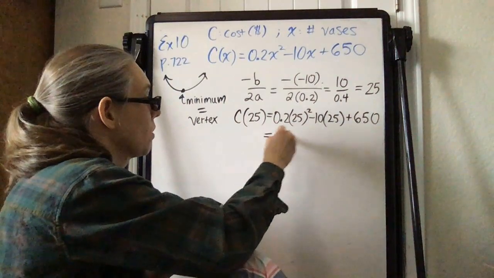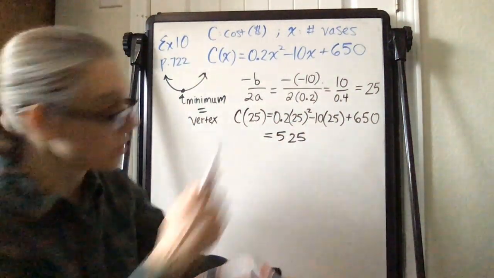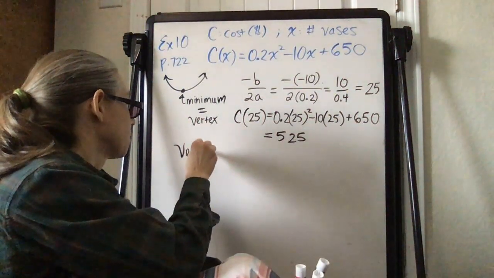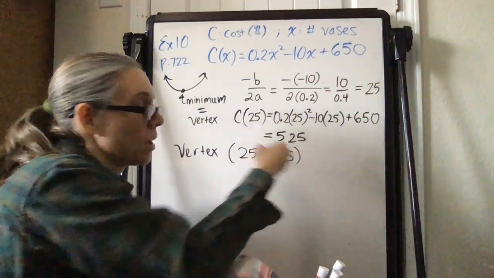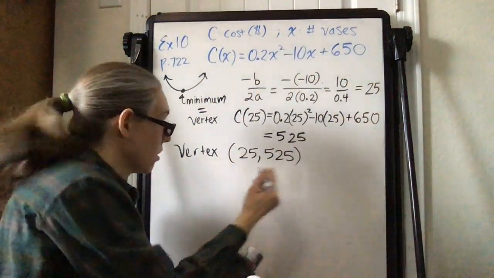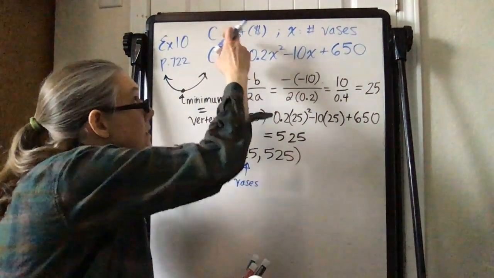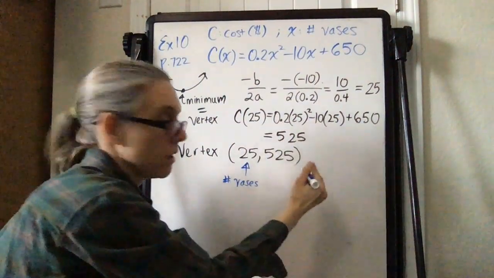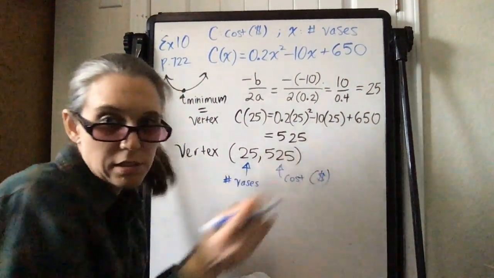Alright, so that's 525. Okay, so what that means is that we have a vertex that is at 25, 525. Now remember this, that the x represents number of vases, and c, which is your y, is cost, and that is in dollars. So let's look at the question.